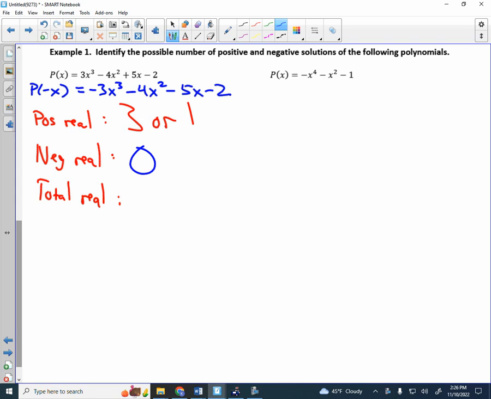Suppose there were 3 positive real and 0 negative real. How many total real are there? 3. Suppose there was 1 positive real and 0 negative real. Then there would be, yeah, so there's 3 or 1 positive real, or total real. See that? Yep. Let's try the next one.